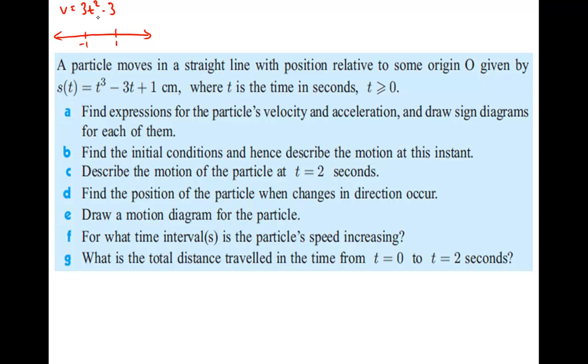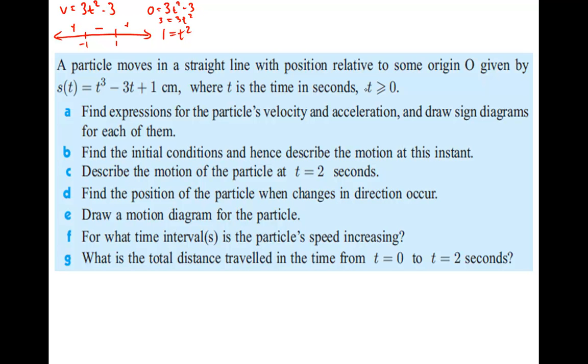negative 1. If I put a 0 in here, so just to kind of show you what I just did, I went 0 equals 3t squared minus 3. I added the 3, so 3 equals 3t squared, and divided both sides, so 1 equals t squared. Square root both sides, got positive and negative 1. If I put 0 in, I get a negative number, so there we go.